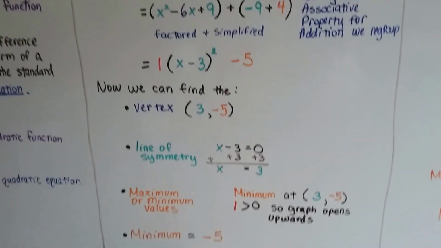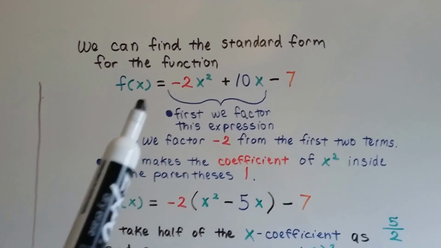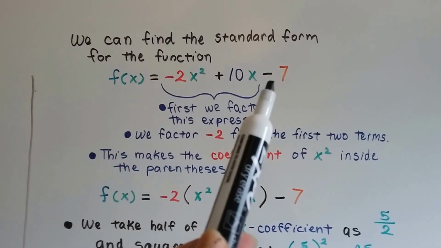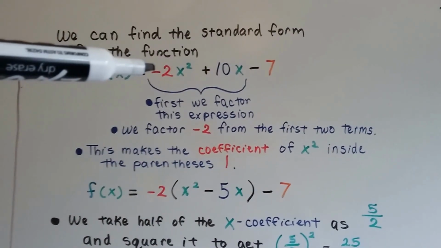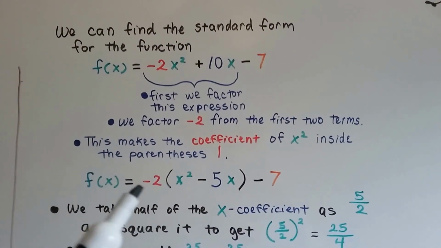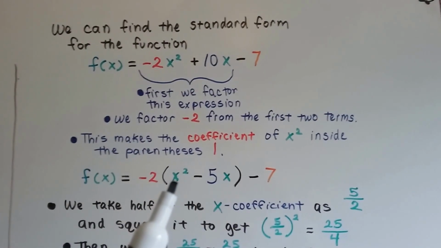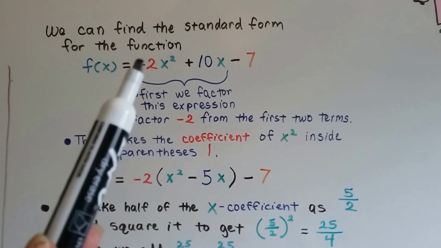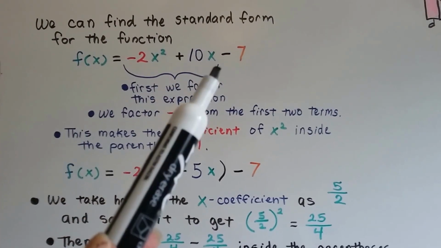See? Let's try this again. We can find the standard form for this function. The first thing we're going to do is factor this part of the expression right here. We're not going to pay any attention to the minus 7 right now. So we're going to factor the negative 2 from the first two terms. That's going to make the coefficient of x squared inside the parentheses a 1. See how we did that? We just put parentheses here and here.